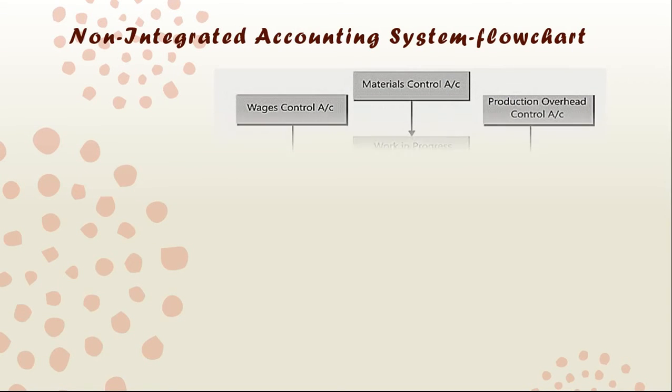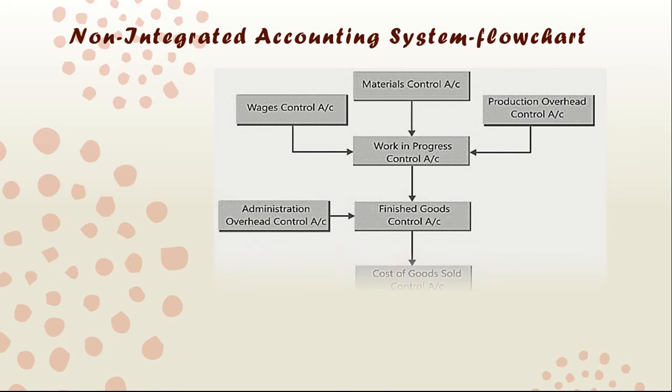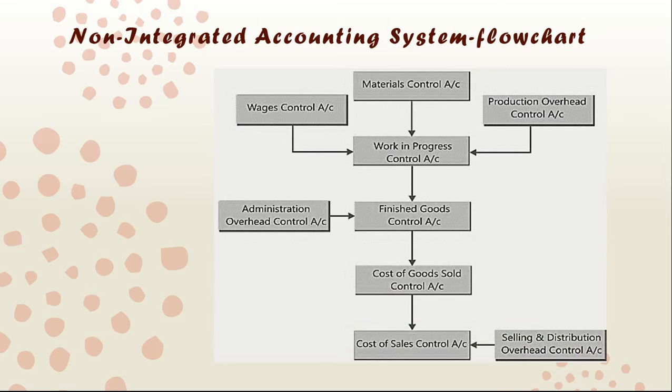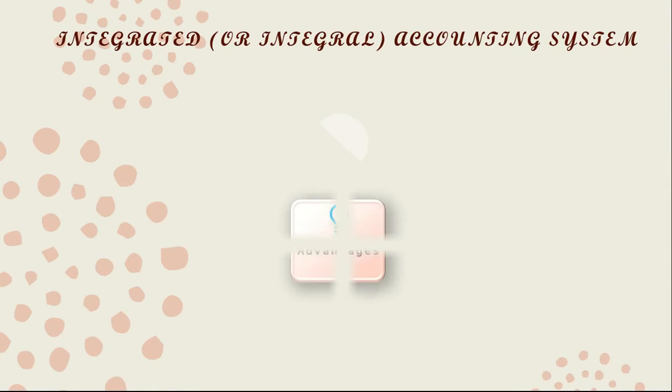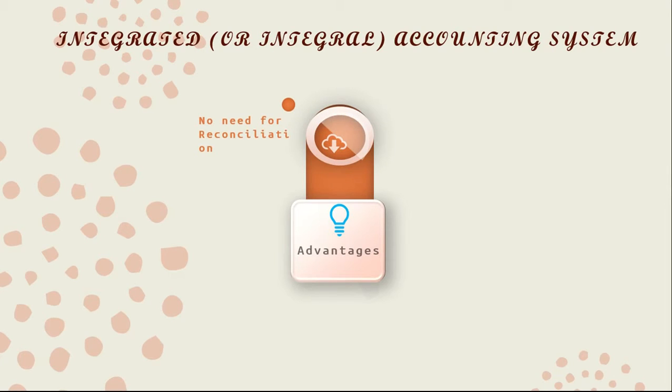Non-integrated accounting system flowchart. Administrative overhead is assumed to be related with production. Integrated or integral accounting system. The main advantages of integrated accounts are as follows. A. No need for reconciliation. The question of reconciling costing profit and financial profit does not arise, as there is only one figure of profit.